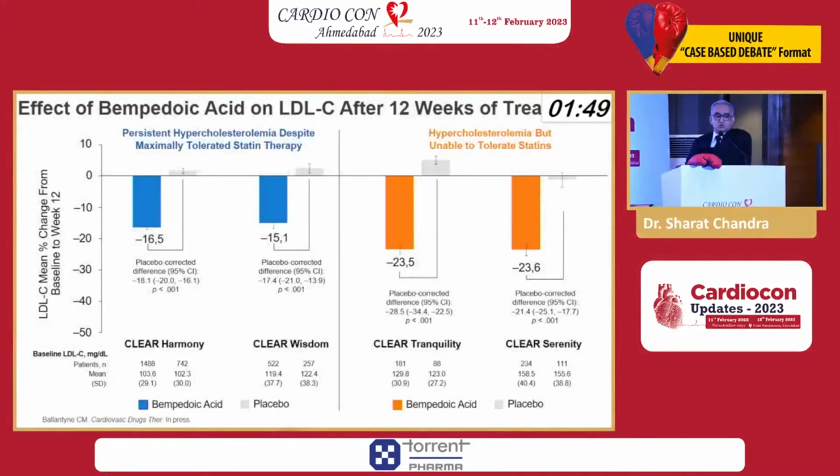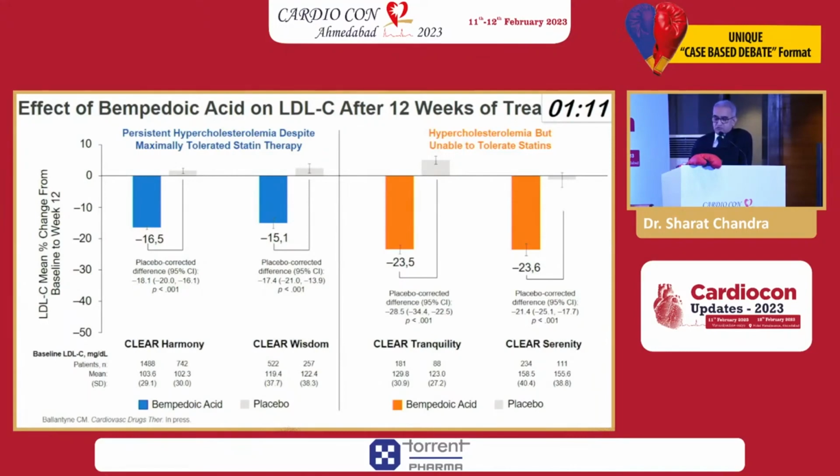Now, I'll just take you through a couple of important trials. There are 4 big trials done with bempedoic acid for looking at the events as well as to see what is the effect of this drug on LDL. These are called the CLEAR group of trials: CLEAR Harmony, CLEAR Wisdom, CLEAR Tranquility, CLEAR Serenity. The right side 2 trials are trials done in patients who are statin intolerant, and therefore the level of reduction of the LDL is far greater. The left side group are the 2 trials in which statins are already given at the highest dose possible, so the fall is a little lesser.